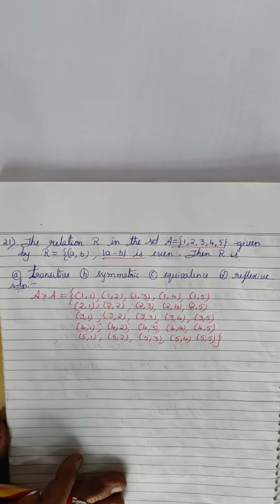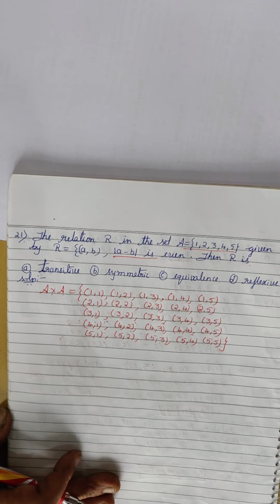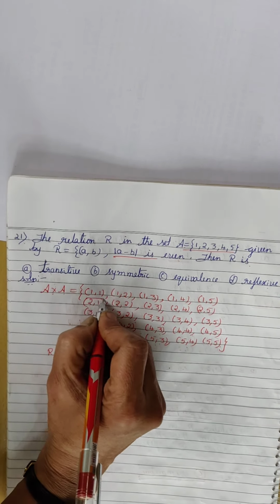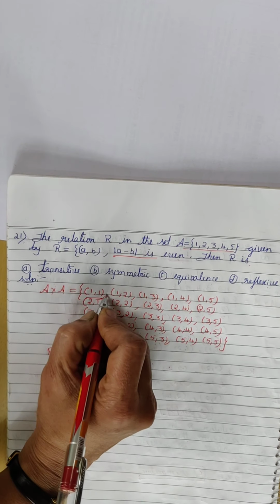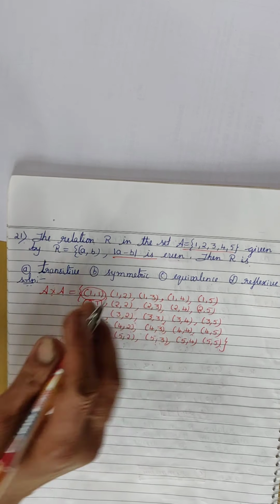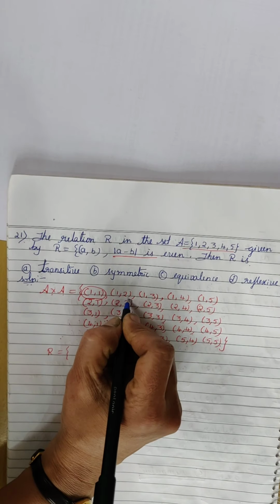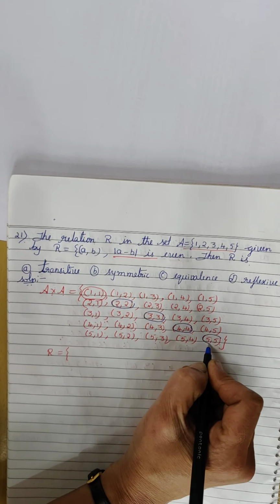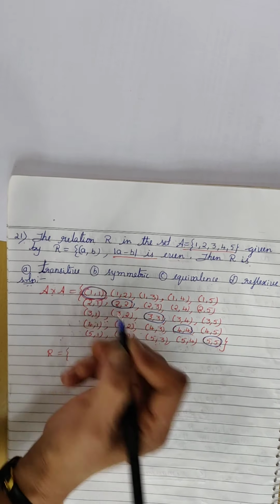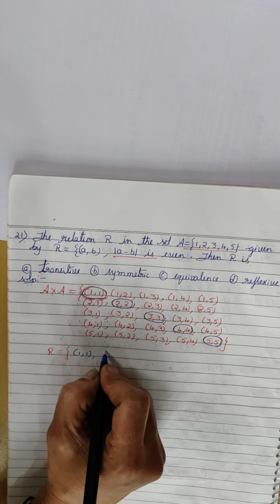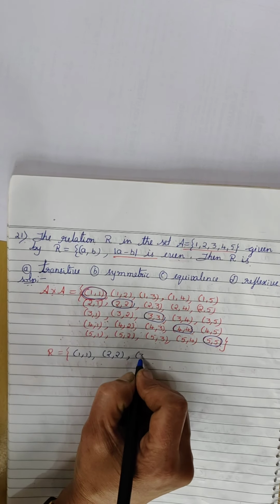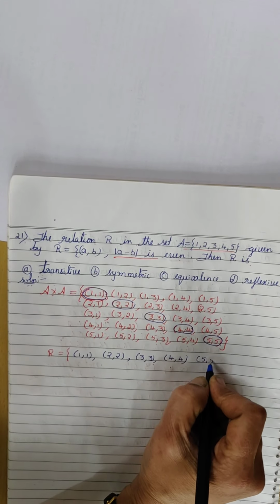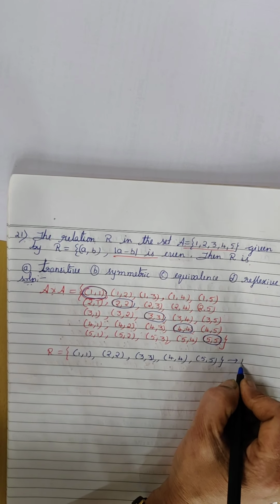Now let us take a look at the relation. First of all, the reflexive relation. Let me take R here: (1, 1), (2, 2), (3, 3), (4, 4), (5, 5). So we have (1, 1), (2, 2), (3, 3), (4, 4), (5, 5). It is reflexive.